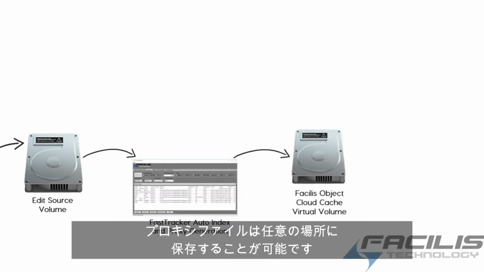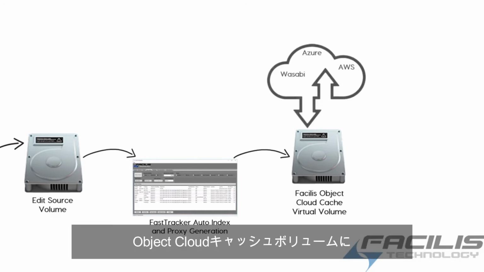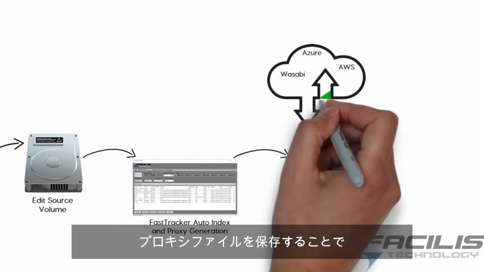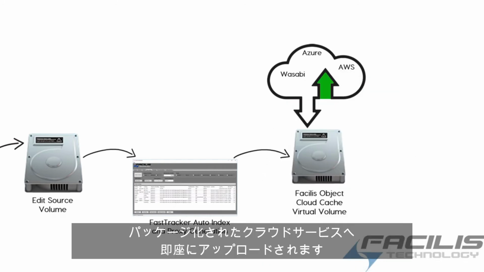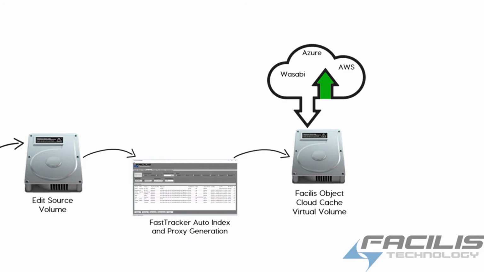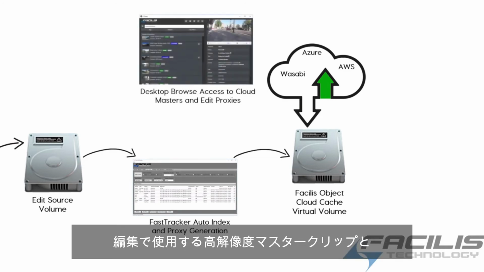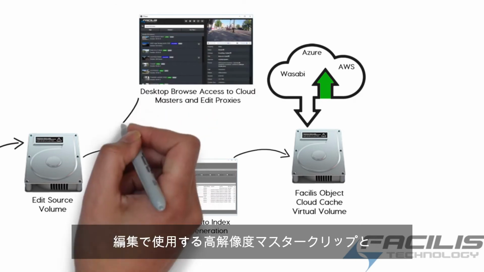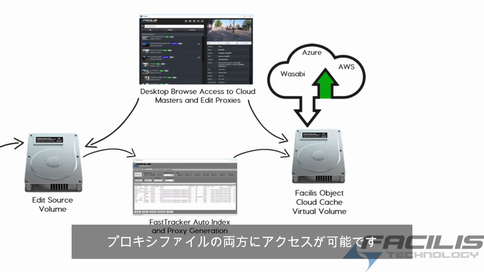Fast Tracker can provide both a low-res preview clip and a full-res proxy. The proxies land on the Object Cloud cache volume and are immediately uploaded to your cloud service of choice or the packaged cloud service with the Object Cloud feature. Fast Tracker Desktop Browse has access to both the edit source high-res masters and the proxies as well, whether they be offline or still existing on disk.